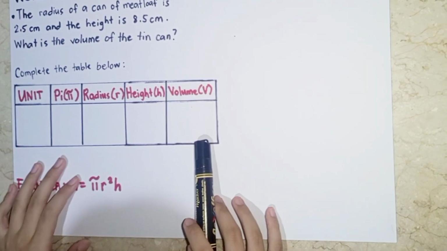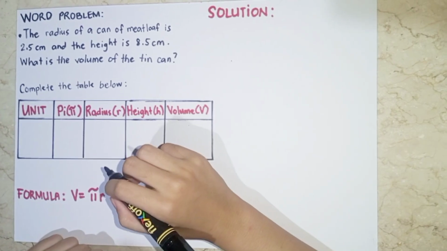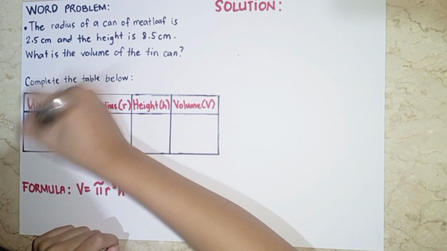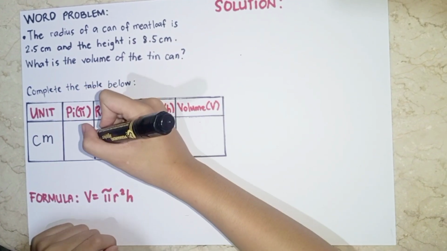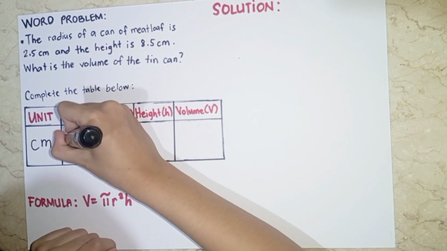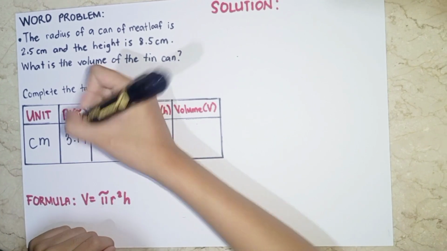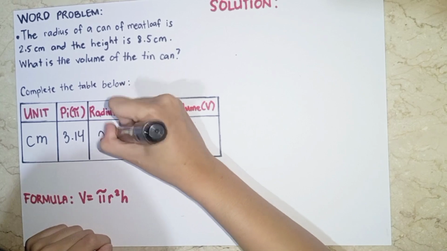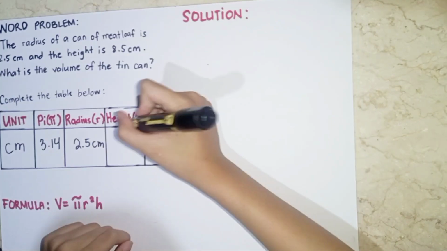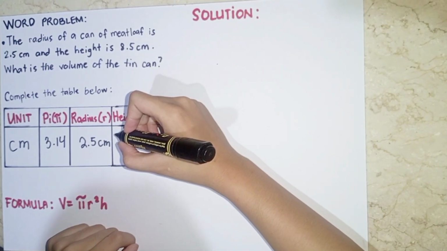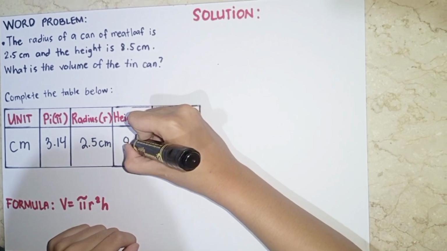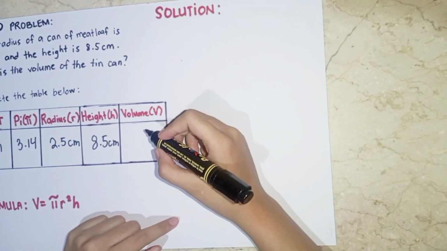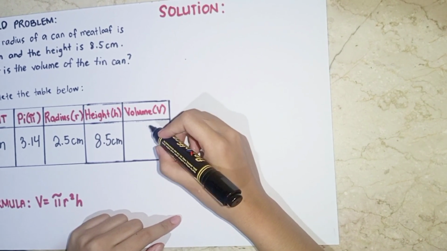Let us complete the table below. The unit used in the word problem is centimeters, or cm. The pi has an approximation of 3.14. The given radius is 2.5 centimeters. The given height is 8.5 centimeters. Now, let us compute for the volume of the cylinder.